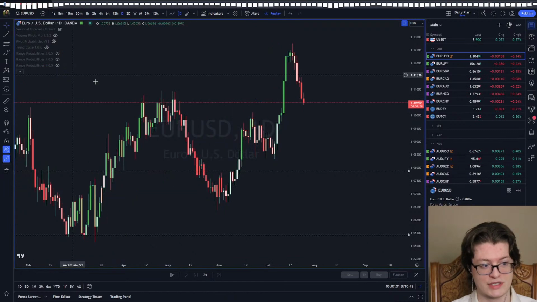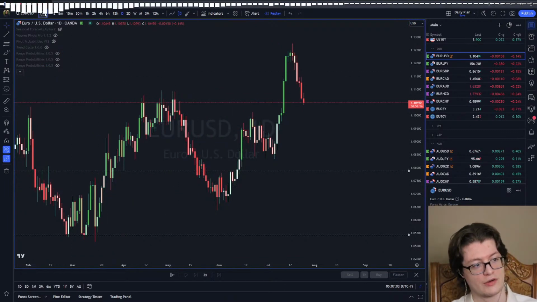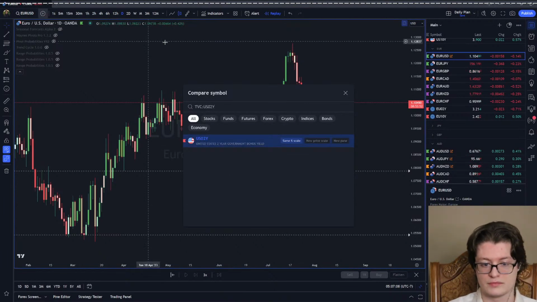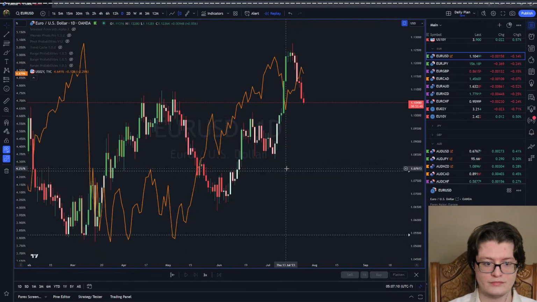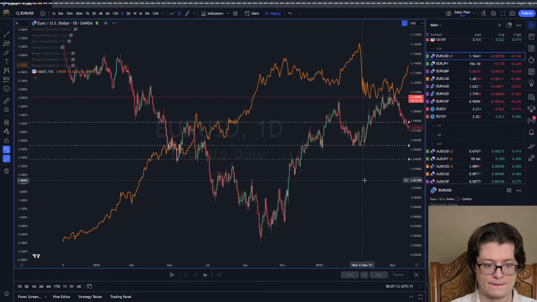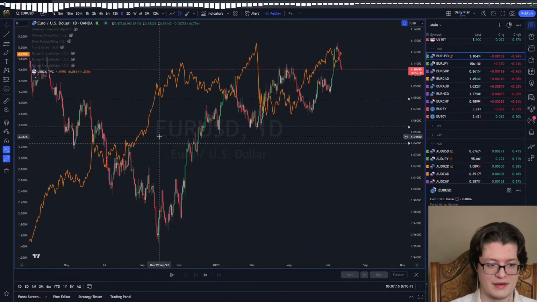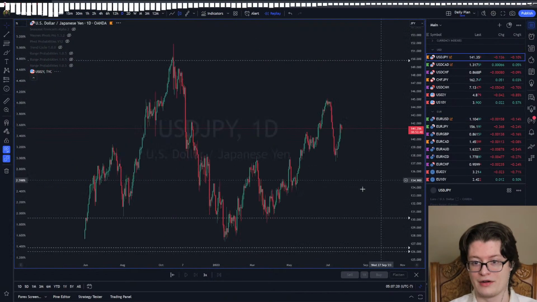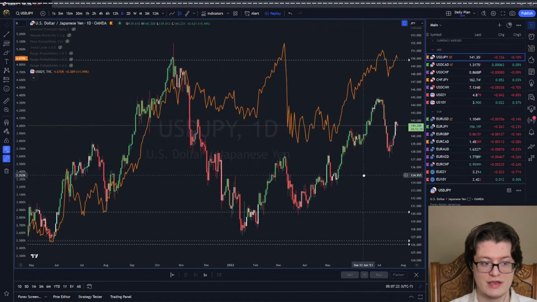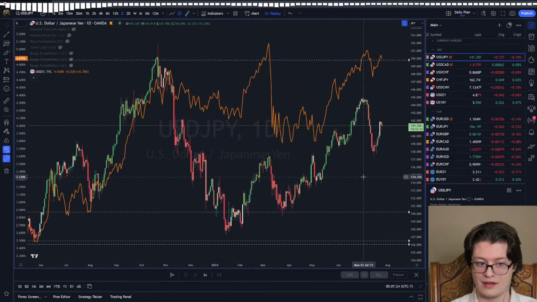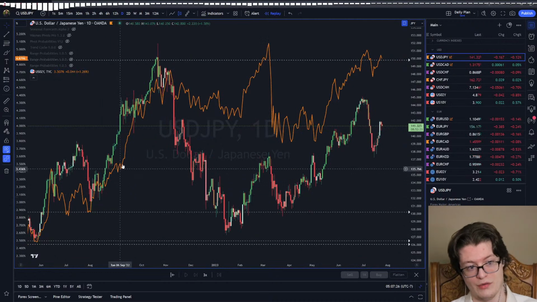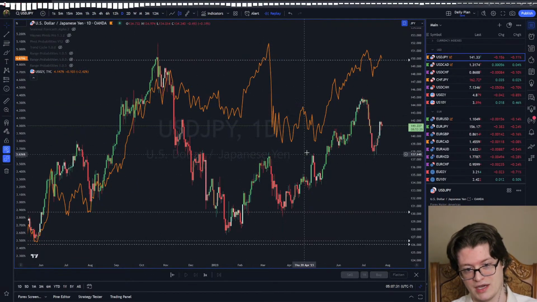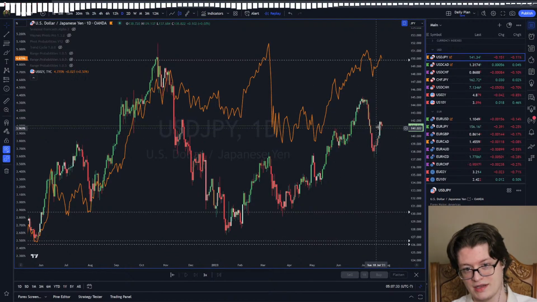Some people like to use the 2-year. I can go ahead and pull that up. But even that, it's like, okay. I mean, in all seriousness, on a pair like USD JPY, the similarity is a lot closer. You can clearly see, oh, up, up, up, down, down, down, up, up, up, down, down, down, up, up, up, and then down.